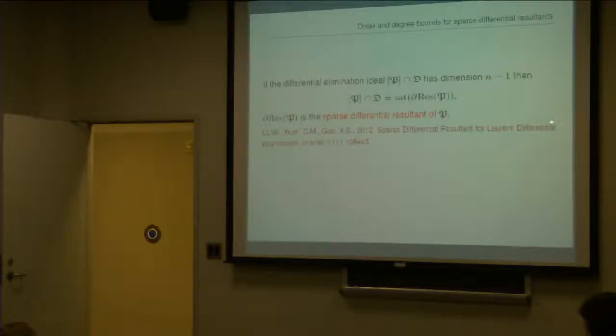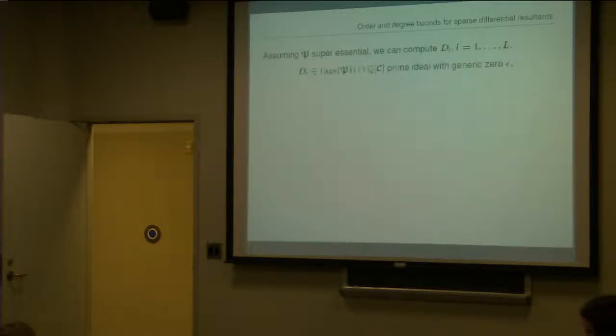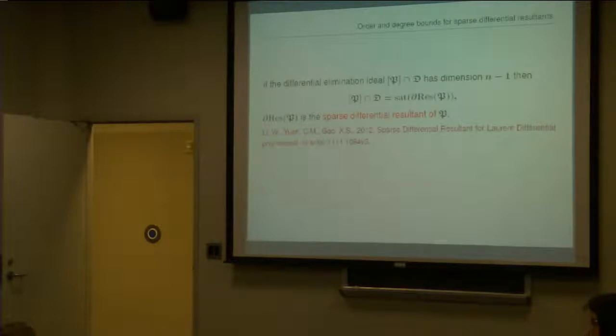If the dimension of this elimination ideal is n minus 1, then this is the saturated ideal of an irreducible differential polynomial in this differential domain, which is what they call the sparse differential resultant. As I said, they already give in their paper order and degree bounds. The order bounds are given by these Jacobi numbers. So, well, let me get into it.